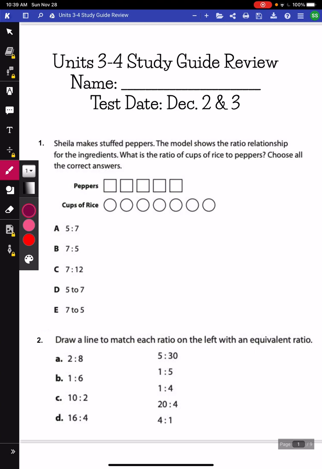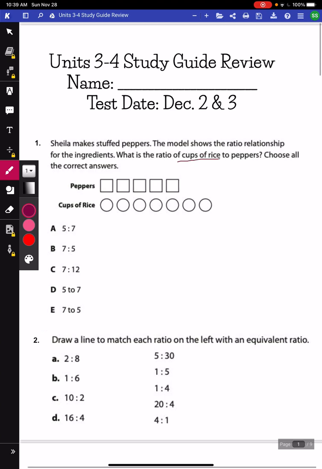So first we need to figure out how many cups of rice there are and how many cups of peppers. So peppers we have 1, 2, 3, 4, 5, and then cups of rice we have 1, 2, 3, 4, 5, 6, 7. But it's not peppers to rice, it's rice to peppers because order matters. So we know that should be 7 to 5. So that automatically gives us B.